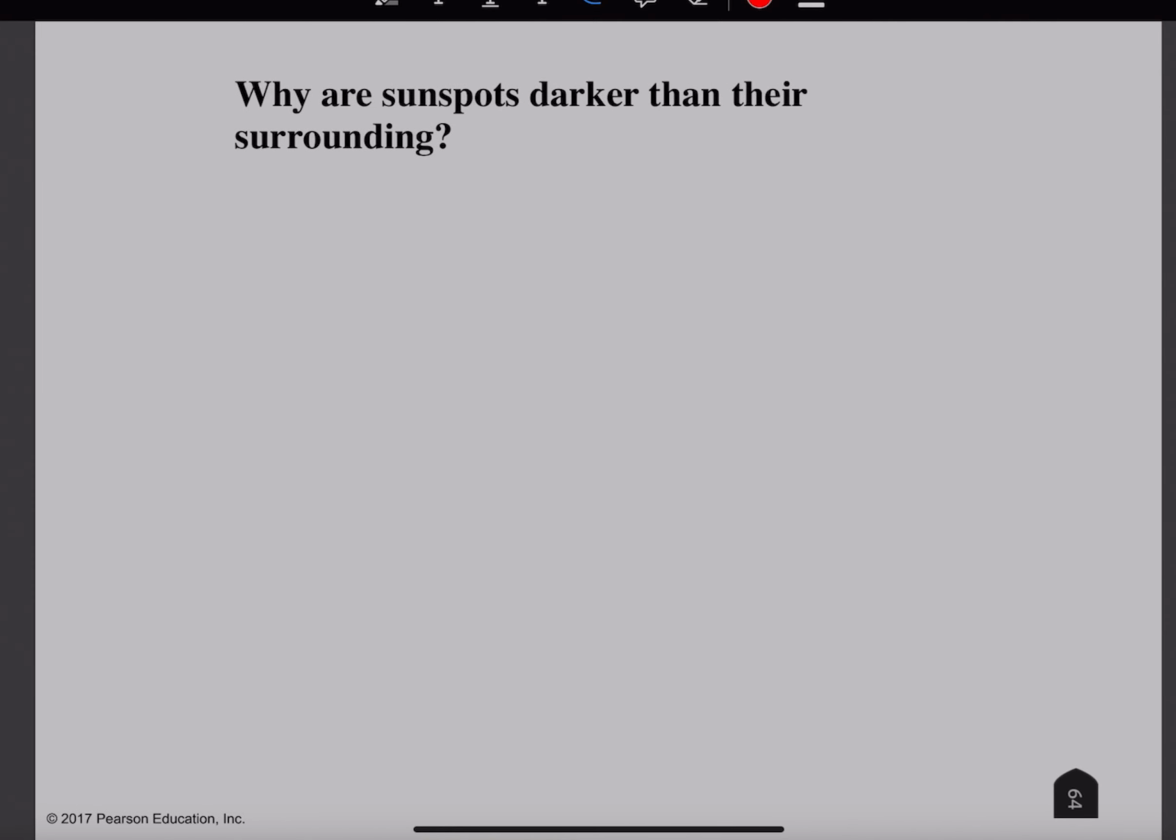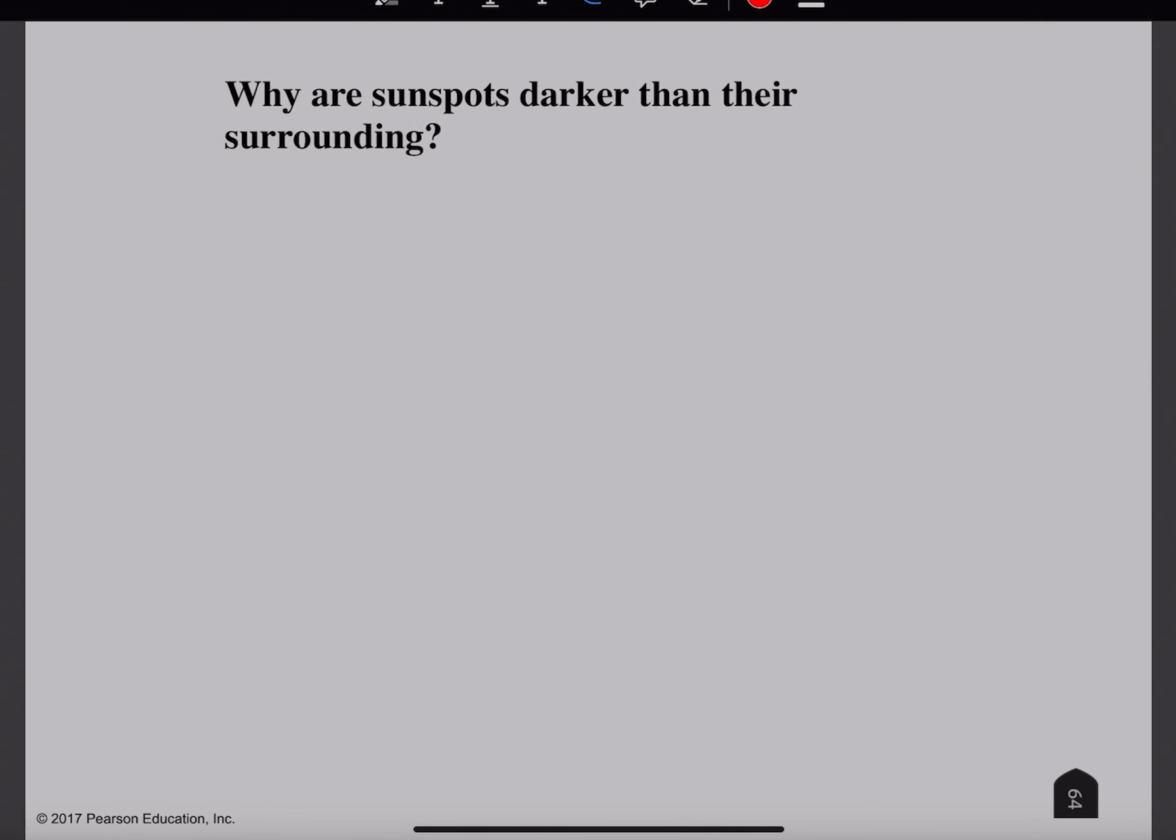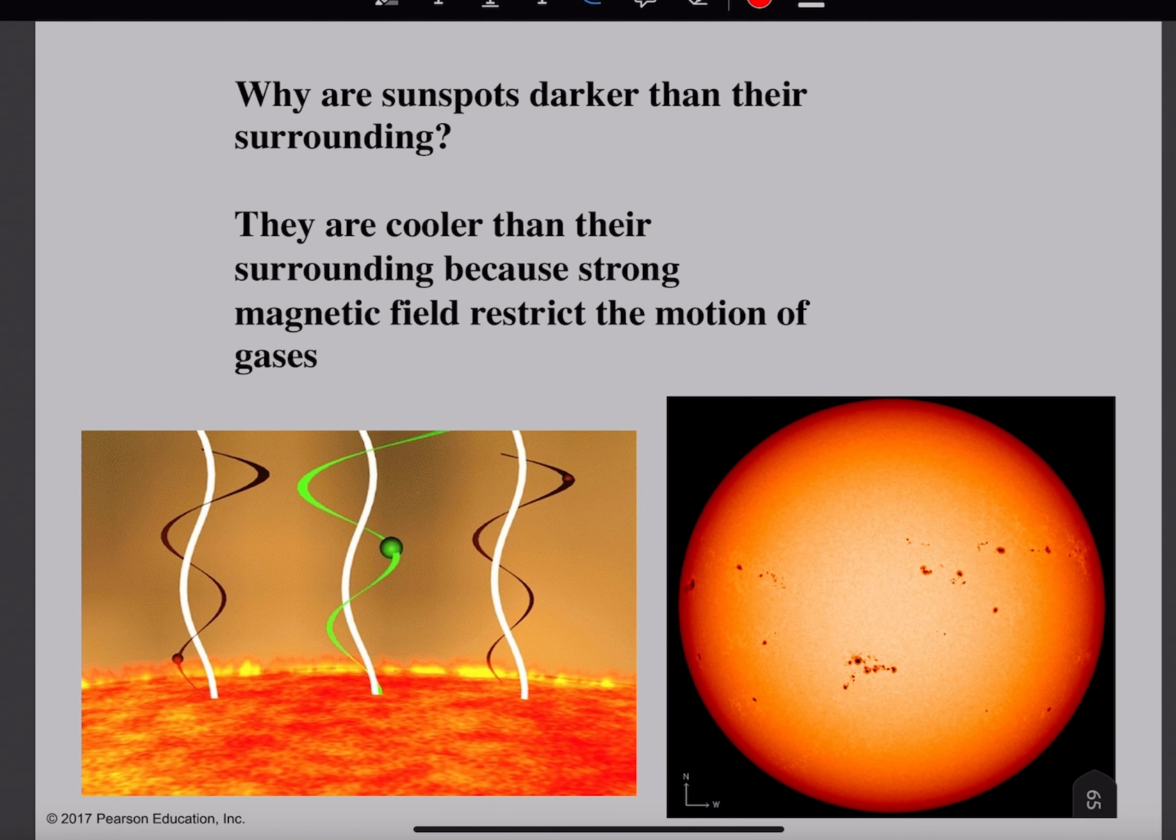Next one, why are sunspots darker than their surroundings? So what makes sunspots darker is that the sunspots have strong magnetic fields. So these are the magnetic fields. And what the magnetic fields do is that they slow down the motion of the gases. So you can see this gas is trapped here. It's not going anywhere. And effectively what that does is that it stops the motion of the gas, and that effectively cools the gas down. And because the gas becomes cooler, it becomes darker.